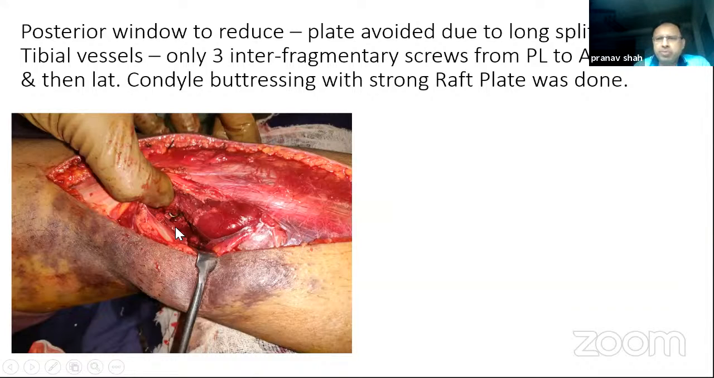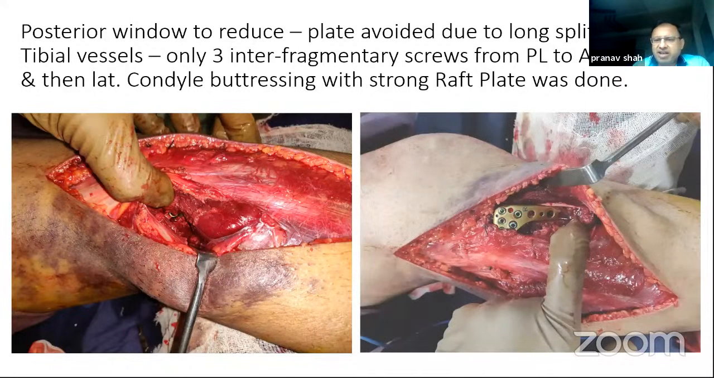I would have put a plate, but I did not want to because it was a bulky muscular patient and it was difficult to retract, and I was worried about the anterior tibial vessels. So I put 3 screws, 2 of them 6.5 cc screws. They held it well. And then the support was given with the anterior raft plate.